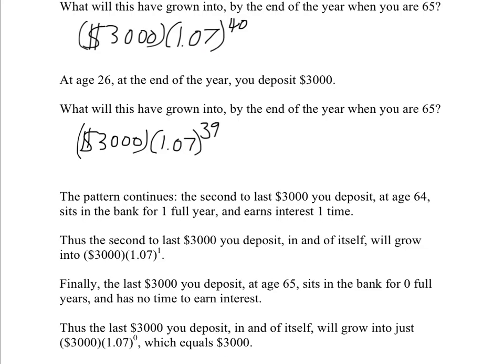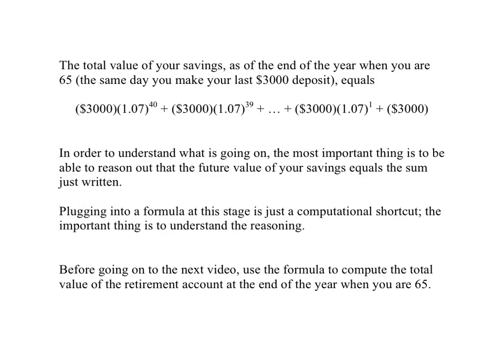Great. At the end of the day, you really have a sum of many different terms that look like $3,000 times 1.07 to the something. Those somethings range from 40 all the way down to 0. It is very important to be able to carry out that reasoning process that lets you write this sum explicitly, because otherwise it's unlikely that you're going to use the formula correctly. It's also important to remember what's really going on here. There's really a sum of many separate terms, the result of many separate $3,000 investments.